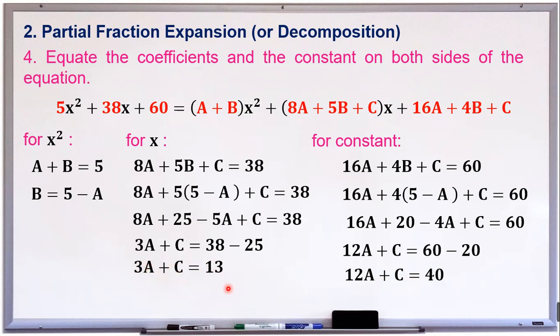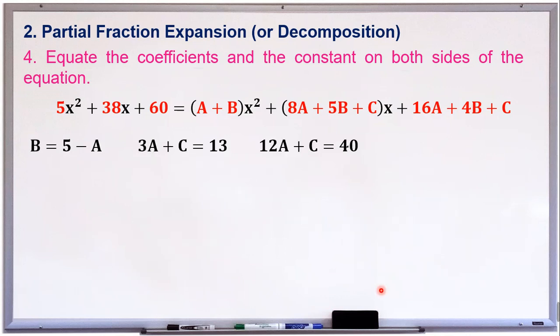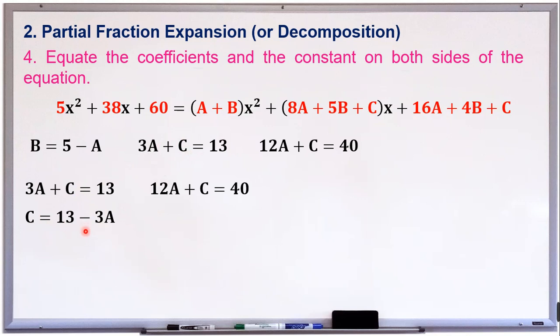Okay, so again, I have a list of the equations that we have just derived from the previous slide. So we have B equals 5 minus A, we have 3A plus C equals 13, we have 12A plus C equals 40. So let's start with 3A plus C equals 13. So C equals this expression. Then let's proceed to 12A plus C equals 40. So 12A plus our C is 13 minus 3A. So substitute that one right here. So we have 9A equals this expression. So we have A is equal to 3.